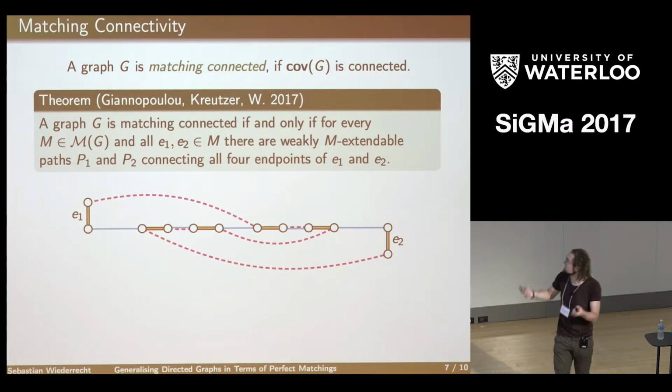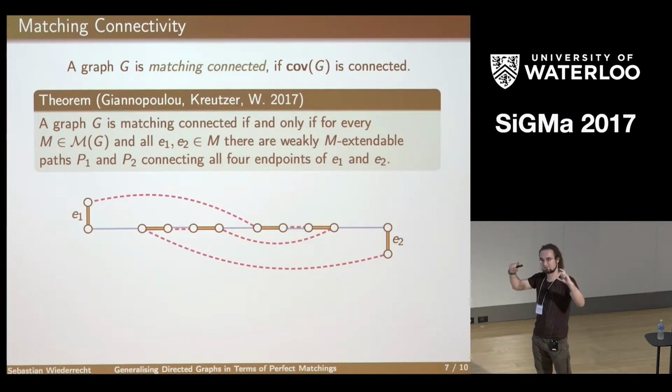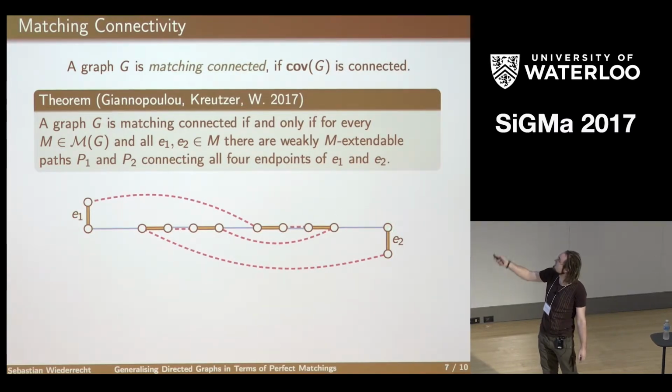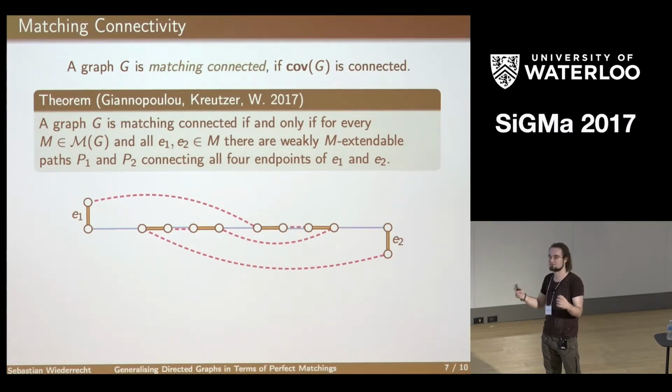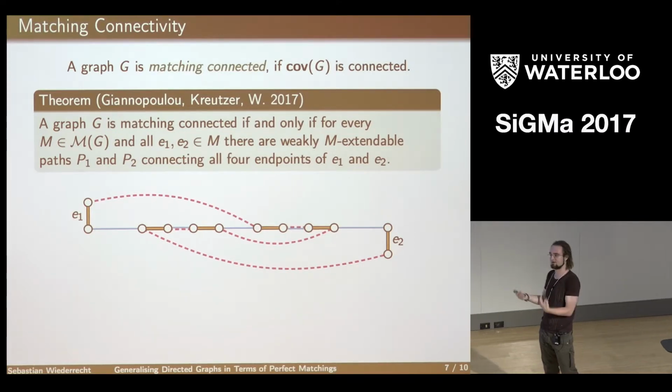And this means if you give me two edges of my perfect matchings, you will find a weakly extendable path, like the blue one here, connecting one endpoint of E1 to an endpoint of E2. And you will also find a second weakly extendable path connecting exactly the other two endpoints of these perfect matching edges, which is, of course, what you would expect if you look at directed graphs, right? A directed graph is strongly connected if you start at a vertex, find a path to another one, and then you find a second path going back.